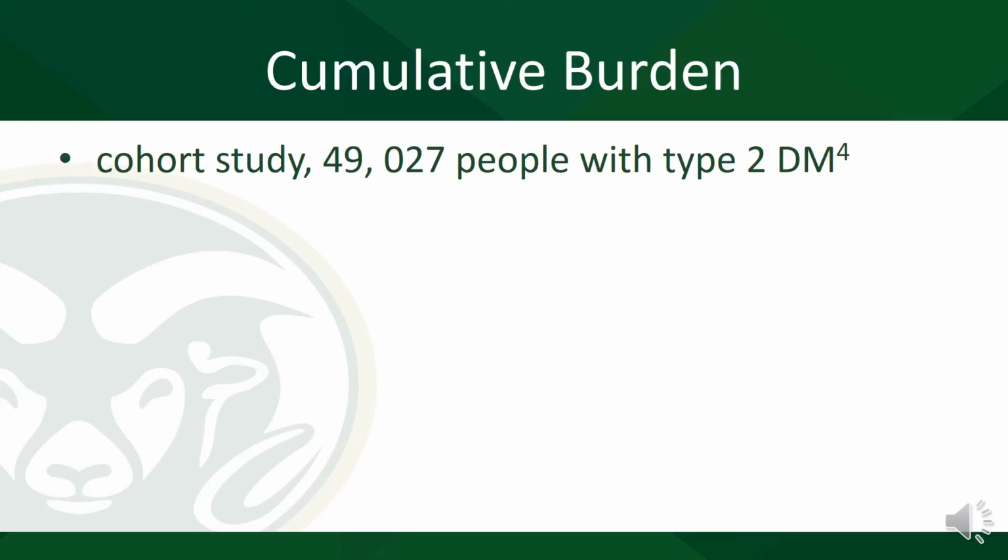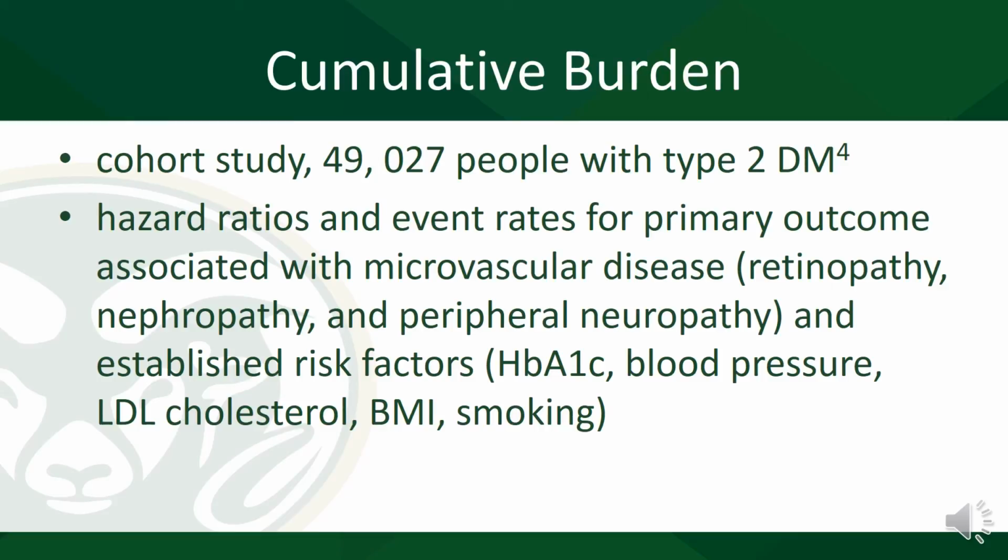This is the study in your reading list by Brownrigg and colleagues. It was a population-based cohort study of about 49,000 people with diabetes. The researchers looked at hazard ratios and event rates for the primary outcome, which referred to the first major cardiac event, either a non-fatal heart attack, a non-fatal stroke, or cardiovascular death.